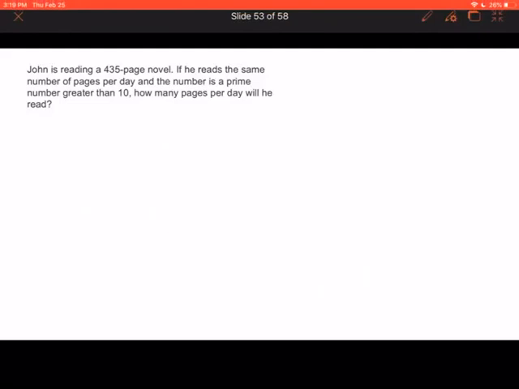John is reading a 435 page novel. If he reads the same number of pages per day and the number is a prime number greater than 10, how many pages per day will he read? So 435 can have factors of 5 and 87.